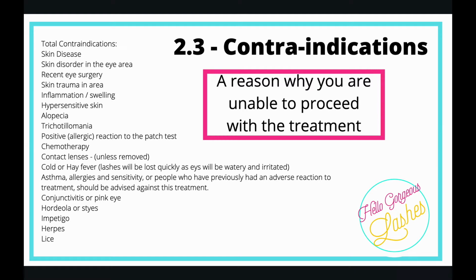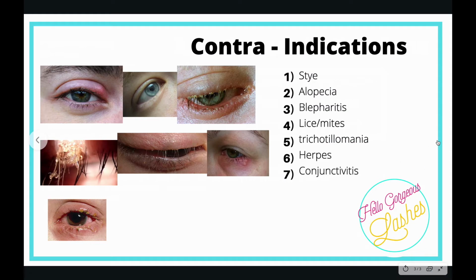If you have a look at your client, you just need to make sure that everything looks healthy and normal. You don't have to diagnose them. You don't have to tell them how to treat the contraindication. You just need to be able to have a look at them and say, yeah, everything looks fine, or no, there's something wrong here, but I'm not sure what it is, or you might recognise the contraindication. So here's a few examples of contraindications that you might see doing eyelash extensions.